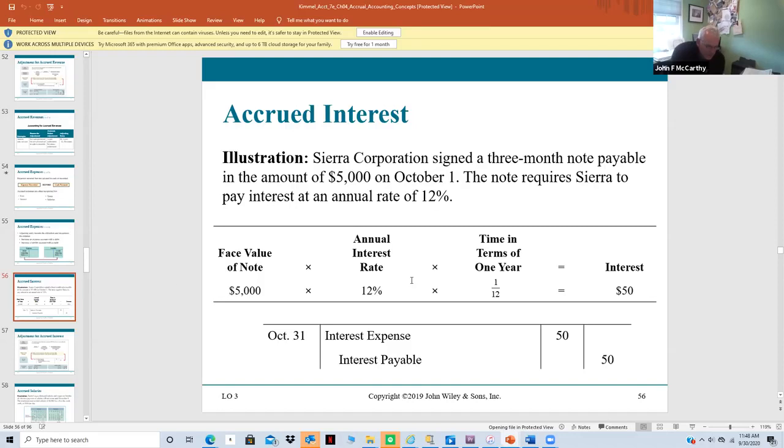Remember on our exams, you have to figure out if you're accruing for a whole year, 1 month, 3 months, whatever the period is. Pay attention to what the words are.